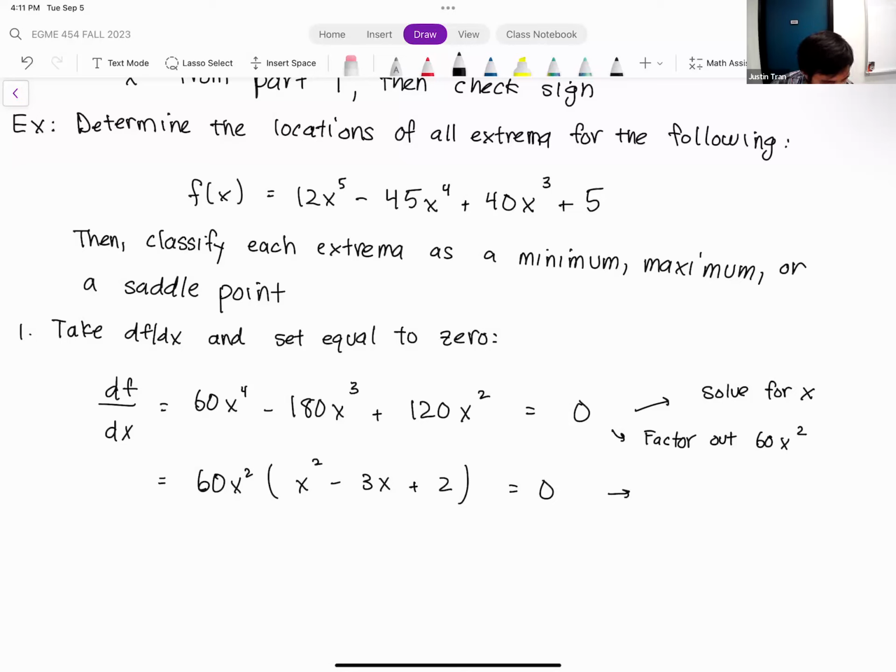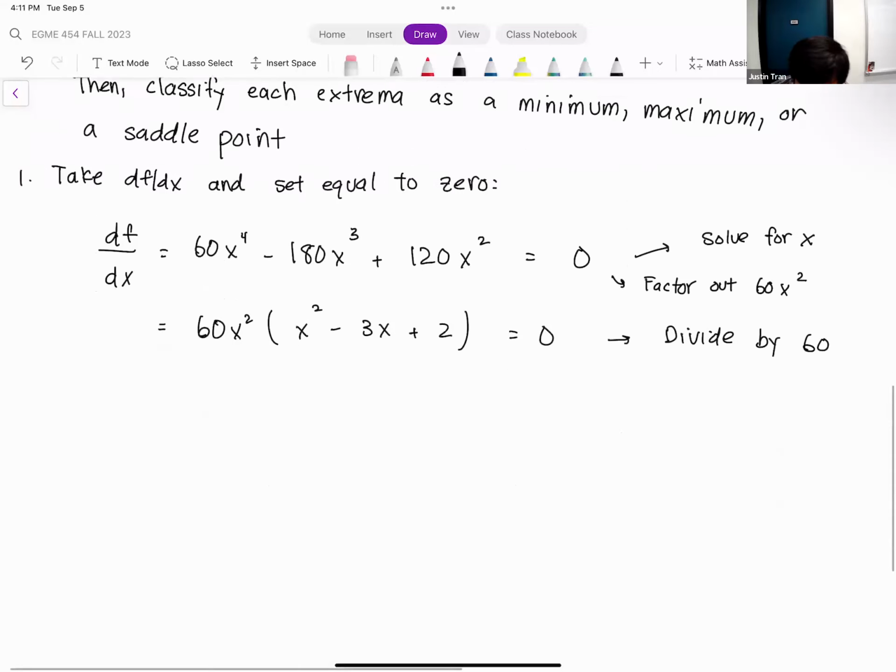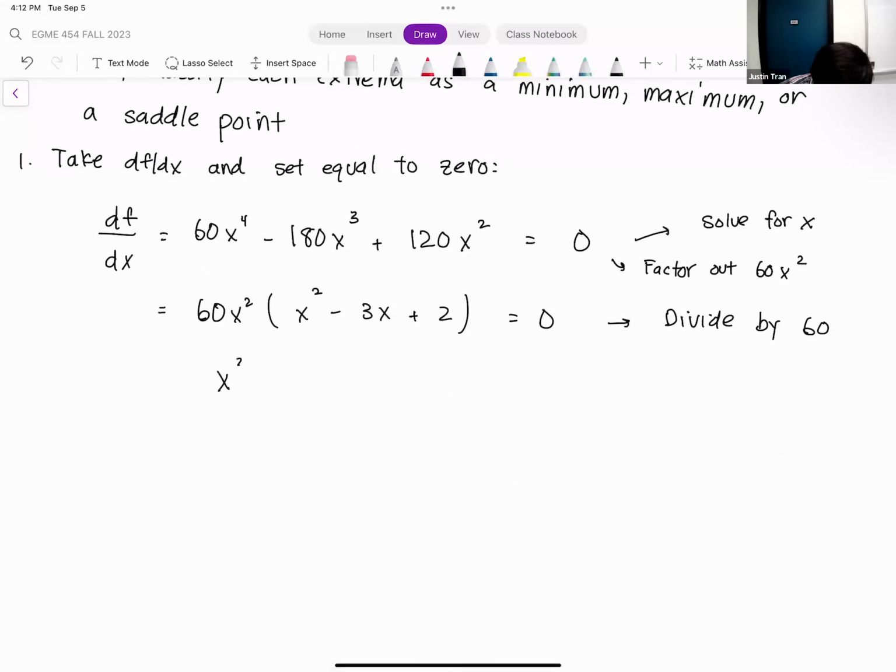All right, so to make things a little bit simpler, let's go ahead and divide both sides by 60, get that out of the way. Because on the right-hand side, we have 0, so 0 divided by 60 is just 0, and so we get rid of that constant factor. We have x squared minus 3x plus 2 is equal to 0.